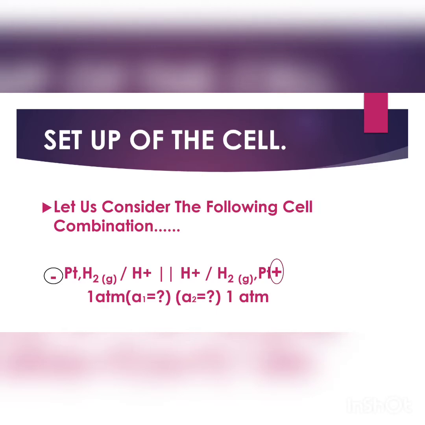Here is the setup of the cell. Let us consider the following cell combination. We have two cells. First, platinum, which is at the anode, in contact with the hydrogen gas, which is in contact with the H+ ion. This cell is in contact with the salt bridge, which is in contact with the H+ ion, which is in contact with the hydrogen gas and platinum electrode, which is at the cathode. Now, here the hydrogen gas which is used in this cell is of 1 atmospheric pressure.